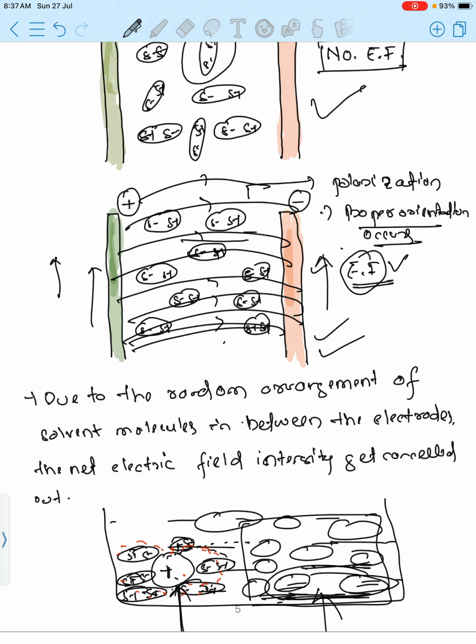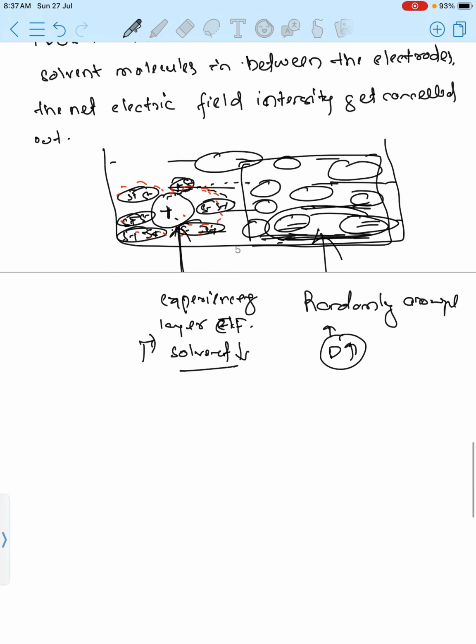And as we move far away from the ion, the solvent will experience lesser electric field intensity, they will become more and more random, and therefore the dielectric constant value will be larger in nature.